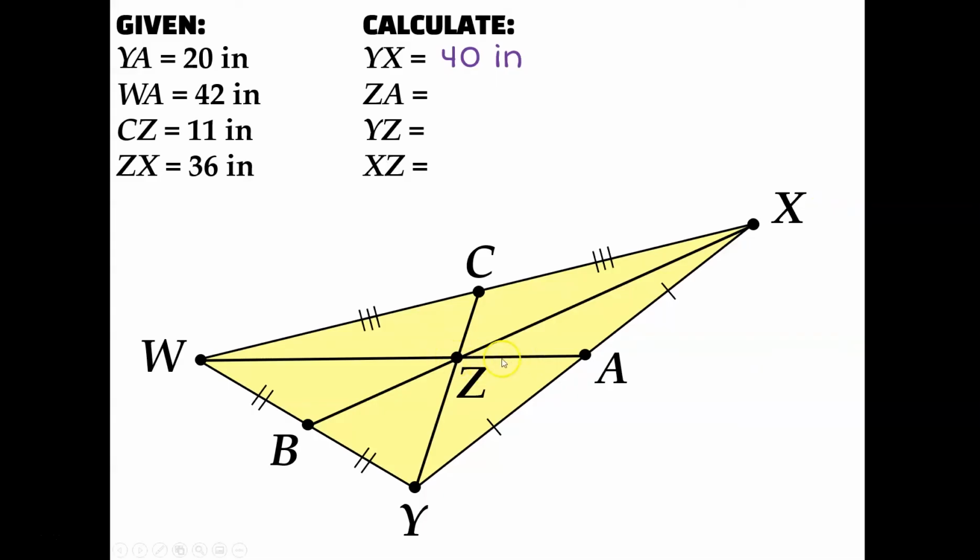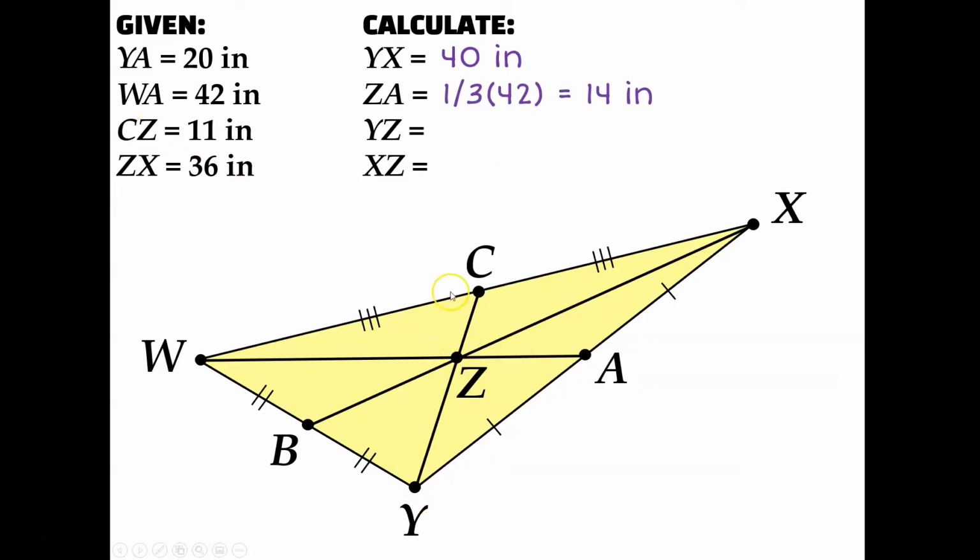But now let's calculate the length of ZA. ZA is part of median WA, and we were told that WA is 42 inches long. And remember, the relationship between the centroid and the entire length of the median is that the distance from the vertex to the centroid is 2/3, which means the distance from the centroid to the midpoint is 1/3. And I know the entire median is 42. ZA must be 1/3 of that. So ZA is 14.